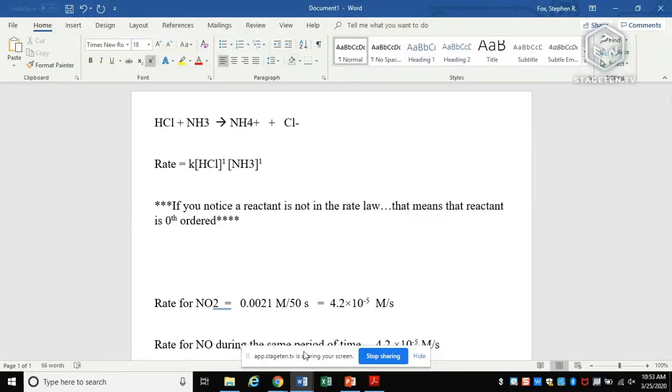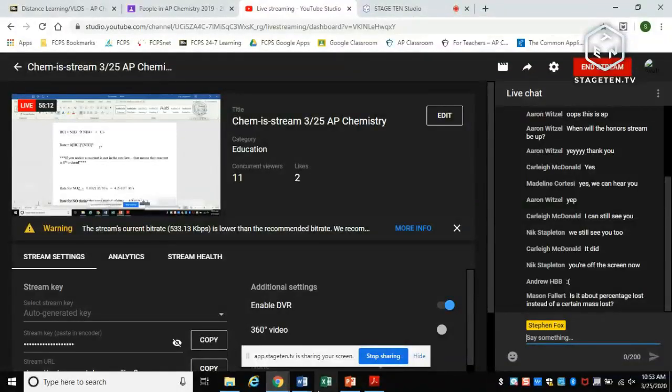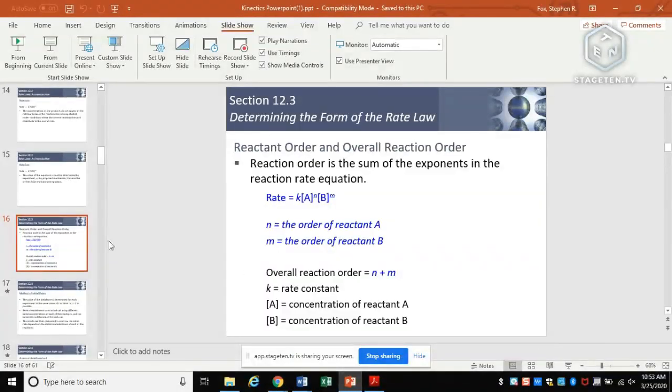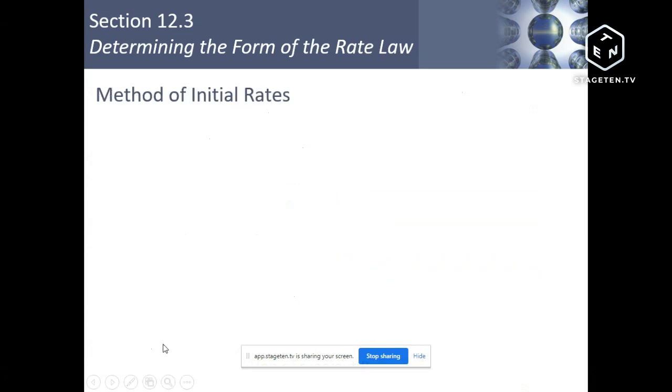Now we're going to talk about the significance of that later. Right now, for the overall reaction order, I just add the reactant orders. We're going to talk about what that means soon. So back to here. K again is the rate law constant, and then again, something in brackets is just the concentration.